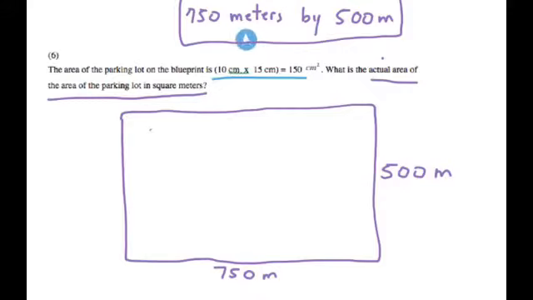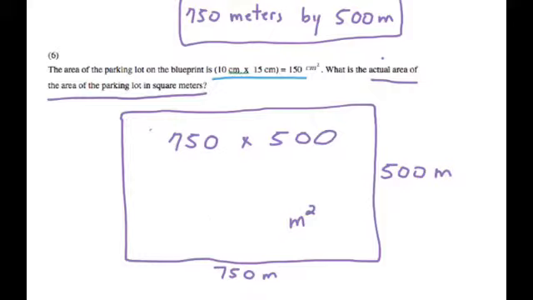So remember how each of these questions will build on the other. In question 5, we found out that we have a much bigger parking lot in real life than on paper that measures 750 meters by 500 meters. So how would we find the area of the parking lot? We would find the area of the parking lot by multiplying its dimensions. 750 meters times 500 meters will give us the meters squared of area in the parking lot.